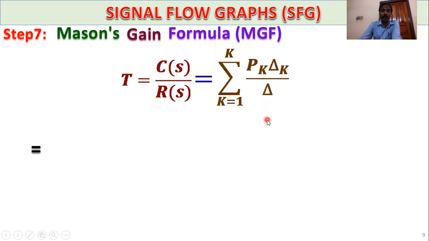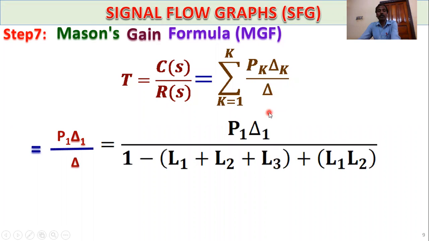Put K equals 1 and del equals 1. So P1 del 1 by delta, because in this case, there is only one forward path, K equals 1. That's why K equals 1 and P1 del 1 by delta. And delta equals 1 minus L1 plus L2 plus L3 and plus L1 into L2. That means this is the non-touching loop gain, and this is the individual loops L1 plus L2 plus L3.